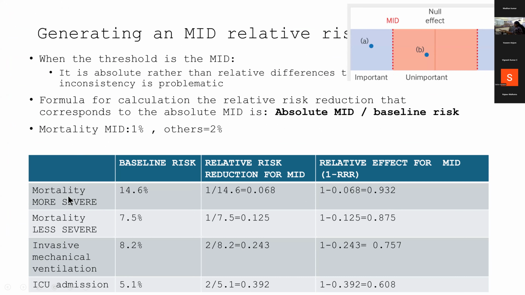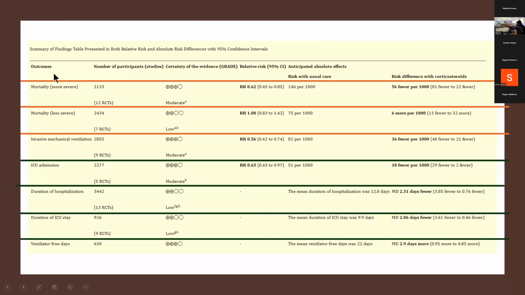For example, for very severe pneumonia, my baseline risk for mortality is 14.6%. If I want to convert that into relative risk reduction, I have to divide 1 by 14.6. 1 is my MID, 14.6 is the baseline risk, which gives me 0.068. Then to get this range, I have to subtract it from 1. So for severe pneumonia patients, mortality, my MID will now be 0.9322 to 1.068. You understood, right? All of you understood?